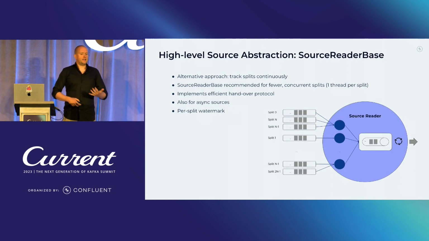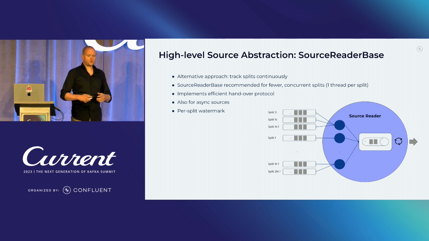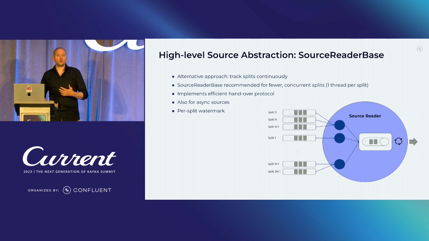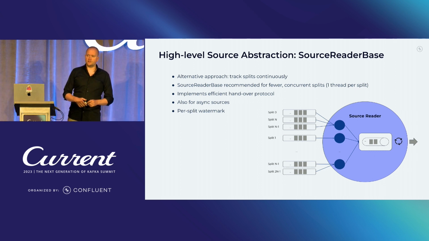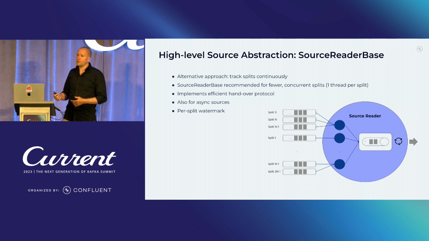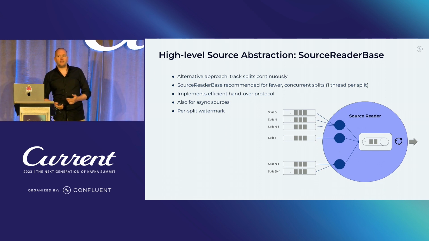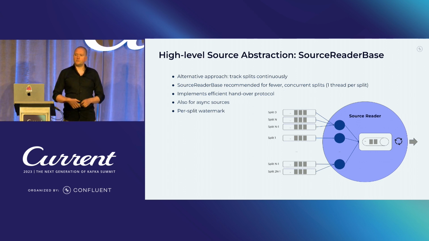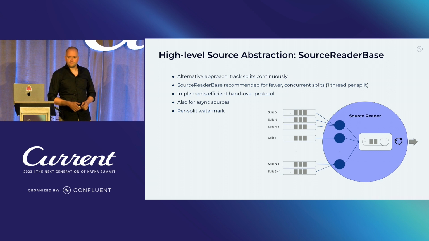There's also a higher level source abstraction, which is called source reader base. Source reader base is an abstract implementation of the source reader, and you can use it for long-living splits that you want to track continuously. It basically means that you are continuously pulling the splits rather than being notified and sending requests whenever a new record is coming in between the enumerator and the source reader.